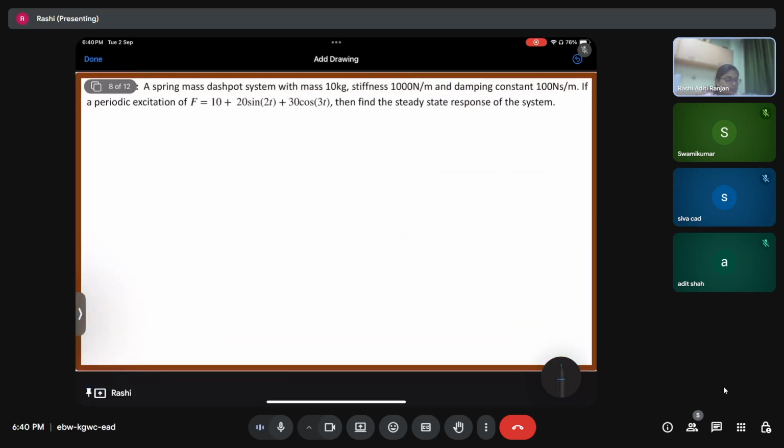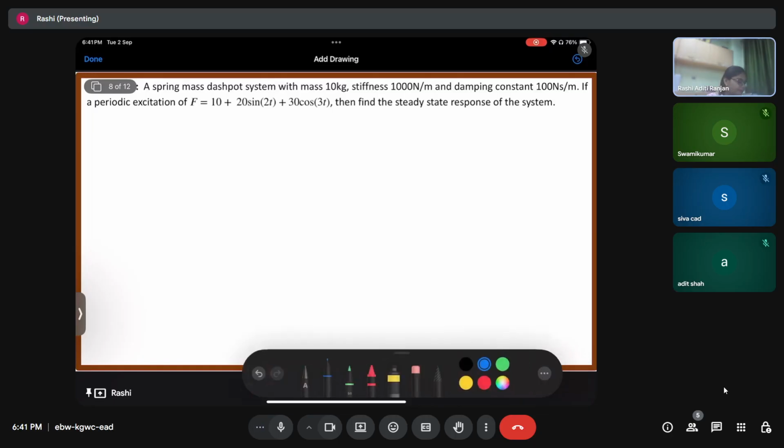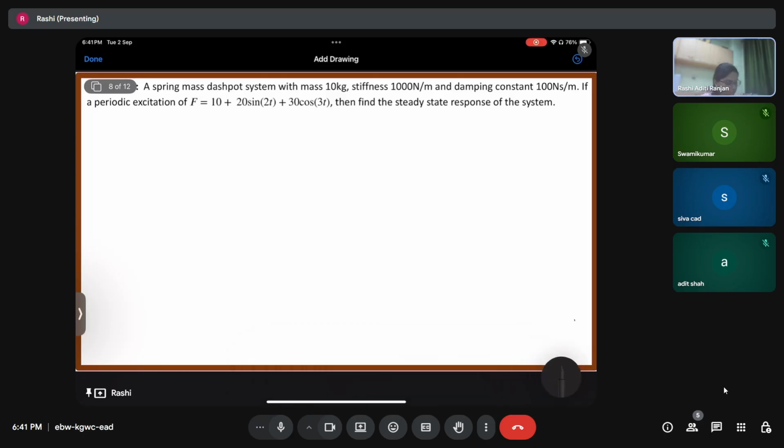Coming on to question number 3, we have a spring mass dashpot system with mass 10 kg, stiffness 1000 Newton per meter, and damping constant 100 Newton second per meter. If a periodic excitation of F, which is equal to 10 plus 20 sine 2t and 30 cos 3t, is applied, then find the steady state response of the system.